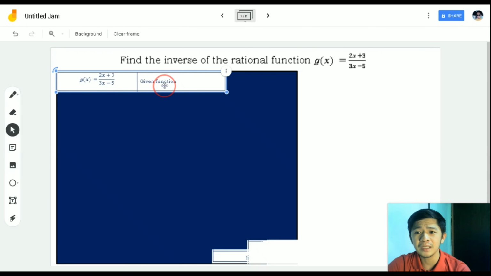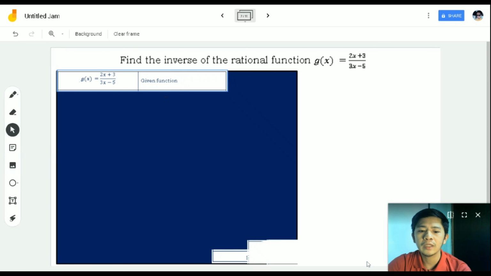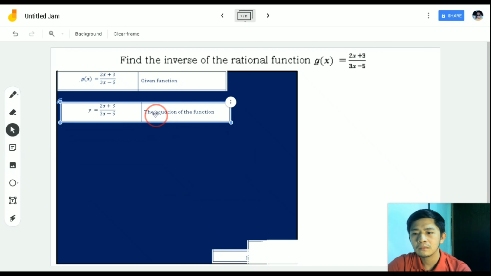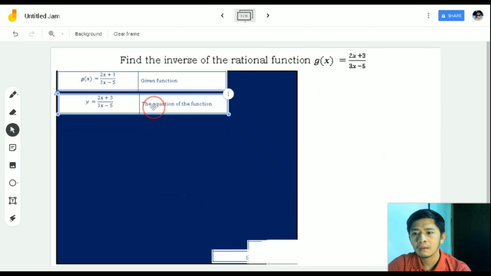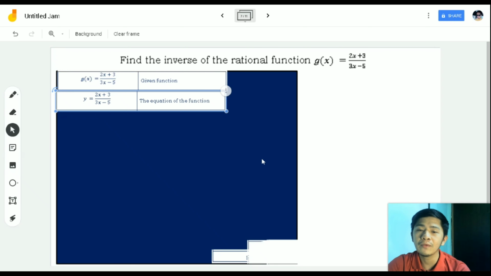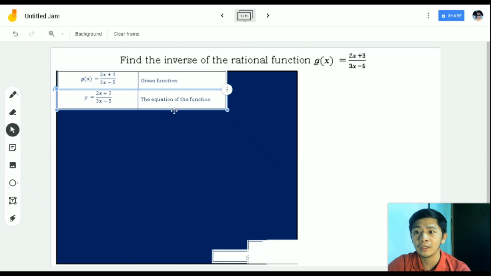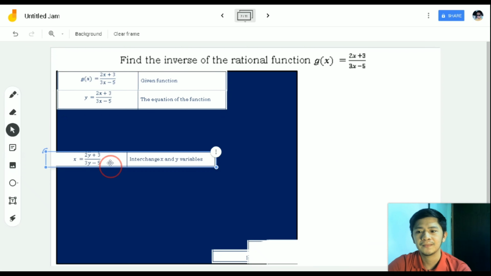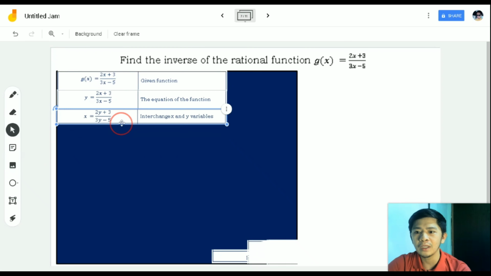okay, so let's write first the given function. So the next step is to change the g of x into y, because we will interchange x and y. So since there is no y yet, let us make g of x into y. The next thing is to interchange the x and y. So these x's become y, the two x's there, and the y at the front becomes x.